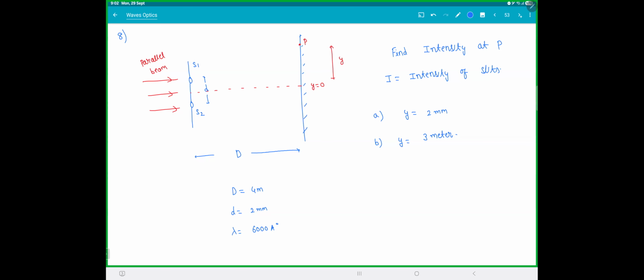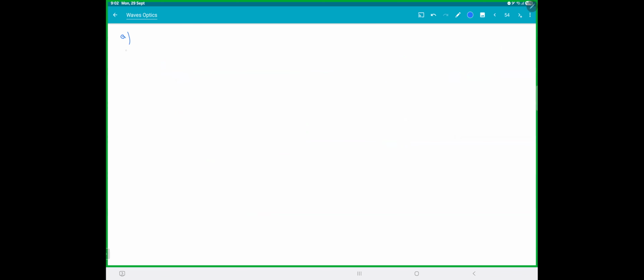Let's see one. I'll help you with 1C. Let's see the first case. In the first case, D is much greater than y. So that is the first thing you need to always ask yourself. In Mains you won't have an issue. In Advanced you will get trapped. So if D is much greater than y, then I can use my approximate formula, delta x is equal to dy by capital D.